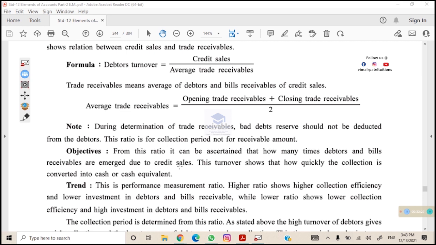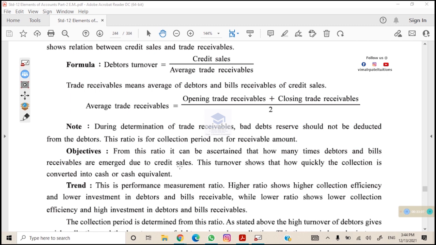This will show how fast you are collecting money. Whether your credit policy is too lenient or too stringent. Higher debtors turnover ratio shows how quickly the collection is converted into cash. Whenever you are selling goods on credit, in how much time you are recovering the money. On the basis of that, you can decide your credit policy, whether to give more credit, less credit, or to sell on cash or credit.